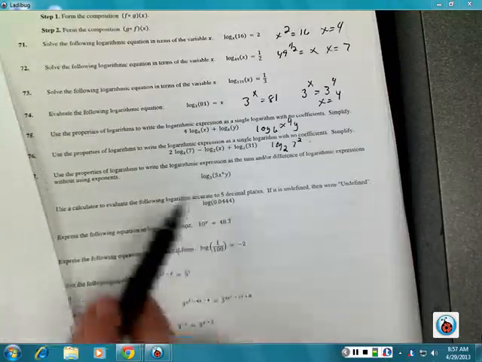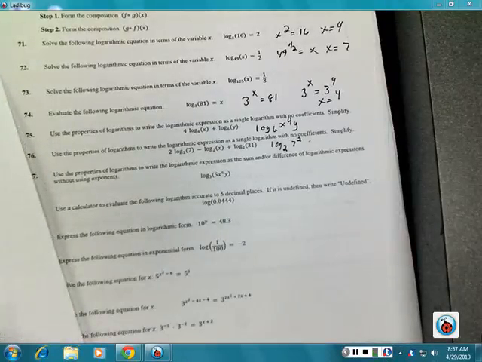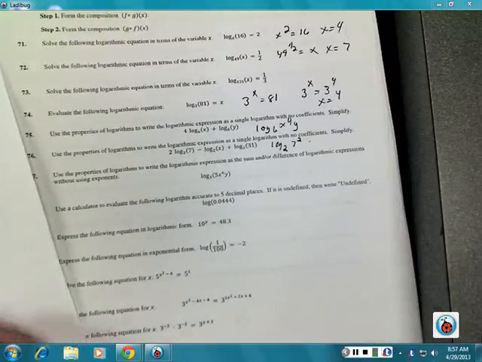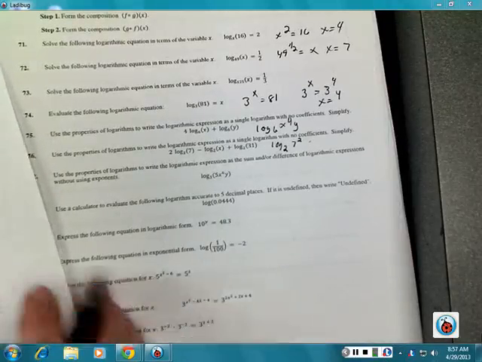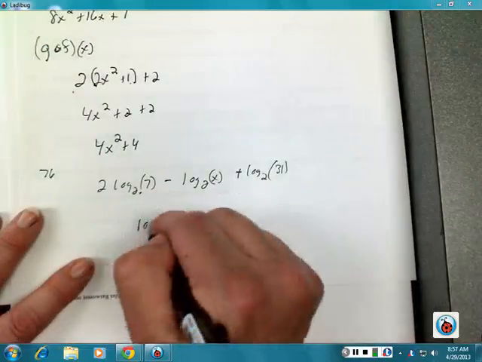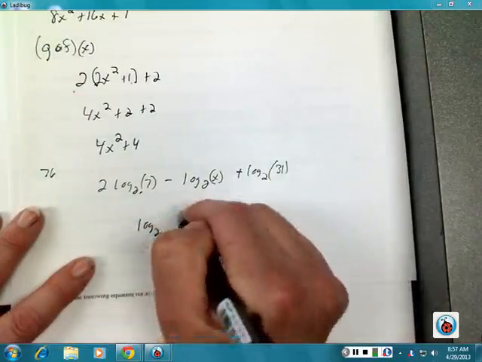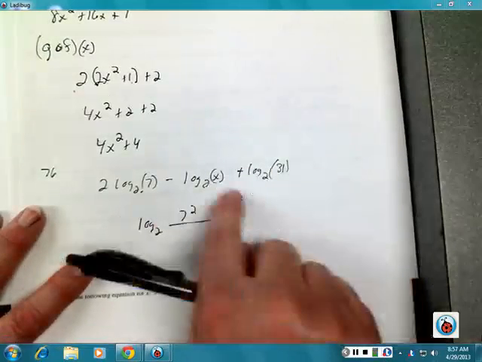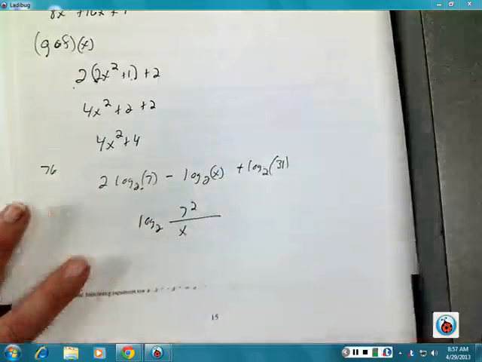Log 2 minus log 2x plus log 2. All right, so if I have this one, we said this one was a log 7 squared. We agreed it was a division, so we got x in the bottom. Where does this plus go?